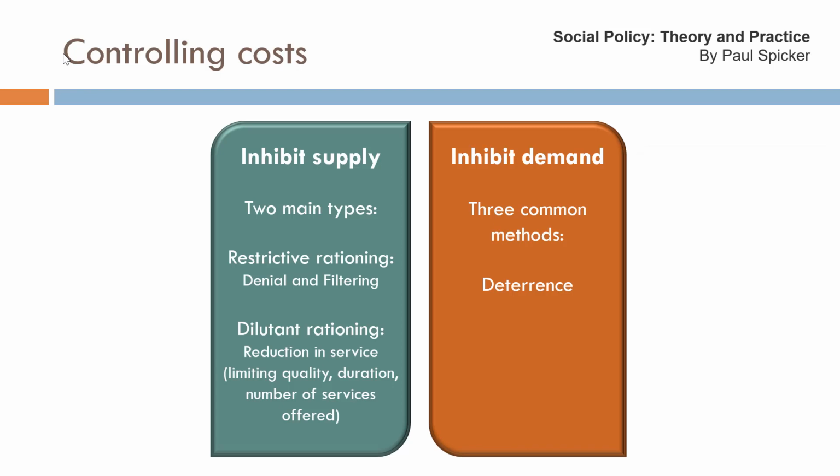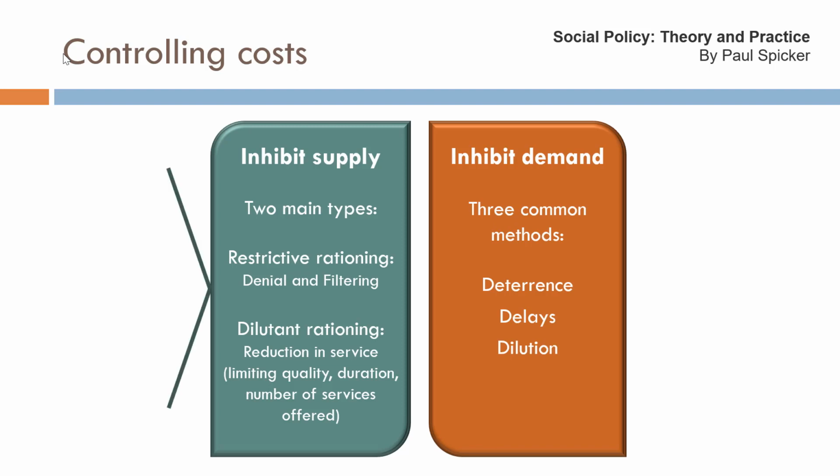The other method of inhibiting demand involves delays. Wait lists are one way of delaying service. Dilution is the third method, and this is similar to the diluent rationing under inhibiting supply because there's a lot of overlap between supply and demand, especially when it comes to service quality and duration. So you can see, if it's a limited quality service or it's very short and the client knows they need longer term services, they might choose a different organization.